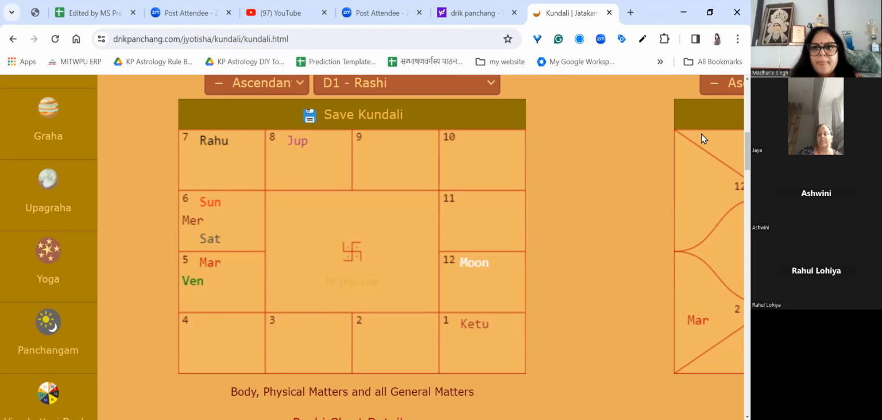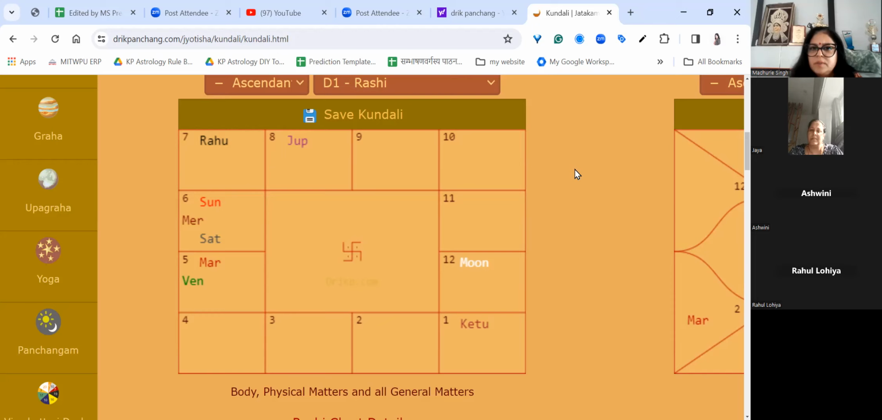Now I'm going to ask some of you so that I know I'm going in the right direction. Rahul, are you there? Can you tell me in which Rashi the Sun lies in this chart? In the South Indian chart that we are showing on the screen. Okay, so it is Aquarius. Aquarius, very good. Jaya, in which Rashi is the Moon? Chandra. 12th, Leo. Very good.